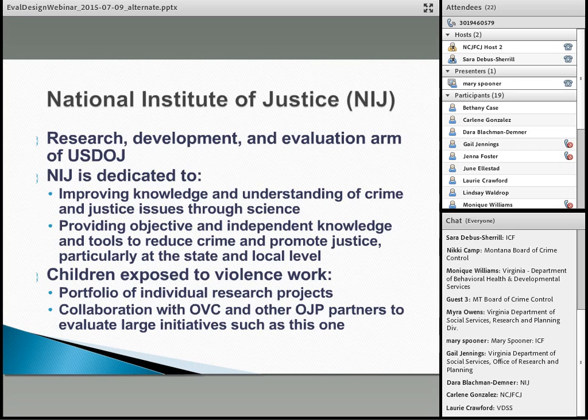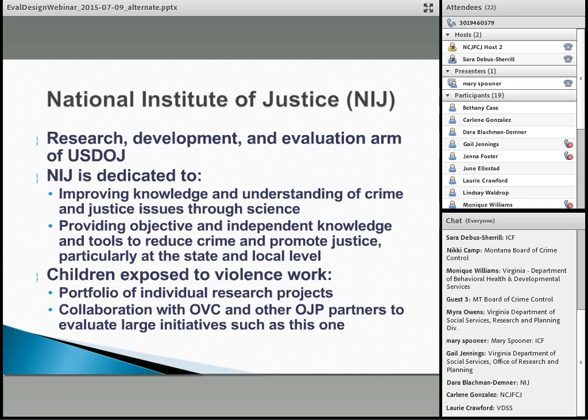So for those of you who are not familiar, the National Institute of Justice is the research, development, and evaluation arm of the Department of Justice. And as such, our mission is to improve knowledge and understanding of crime and justice issues through science, and to provide objective and independent knowledge and tools to reduce crime and promote justice, particularly at the state and local level.